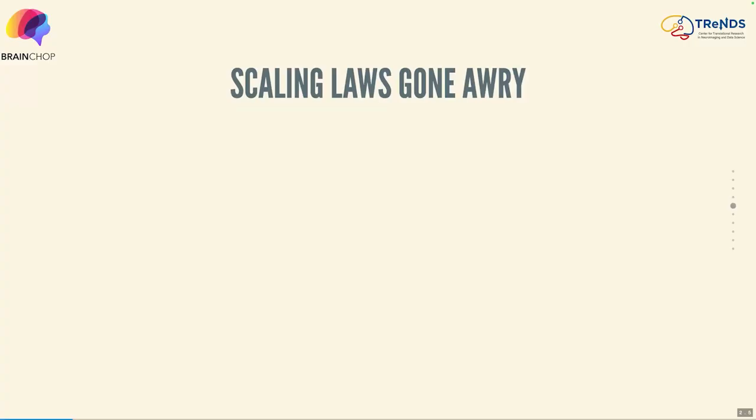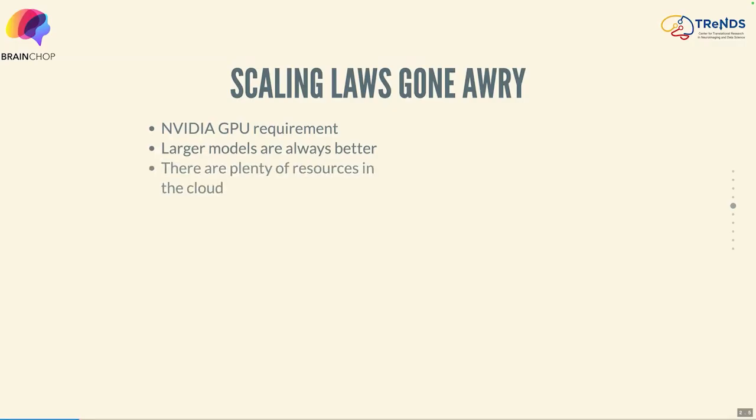Another problem with the current state, and motivation for what we do, is scaling laws. Just to remind you, that's when you enlarge things in deep learning models, whether it's depth, width, or the amount of data on which you train, things become better. But scaling laws require lots of GPUs, mostly NVIDIA GPUs, for those models. And larger models are always better, and there are plenty of resources in the cloud, so let's scale and make bigger and bigger models. They will be better and better.